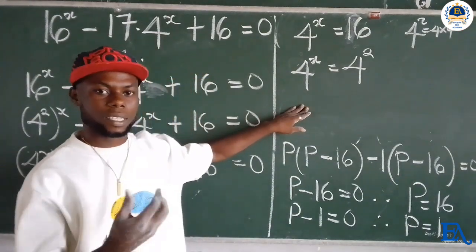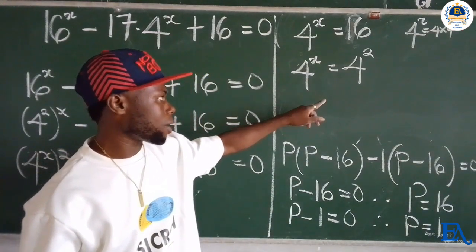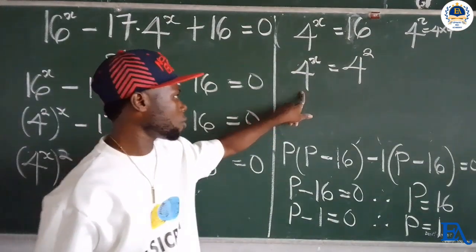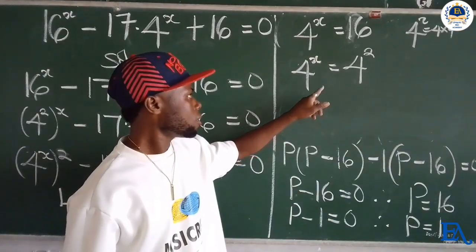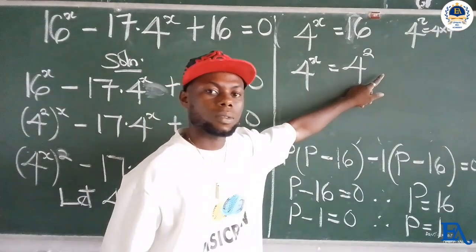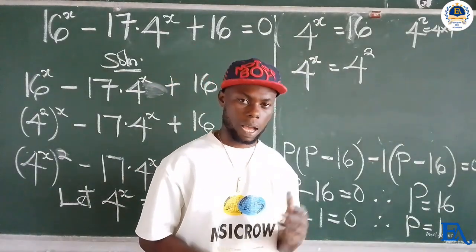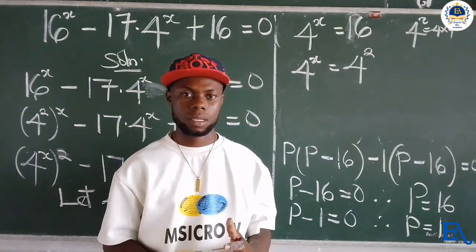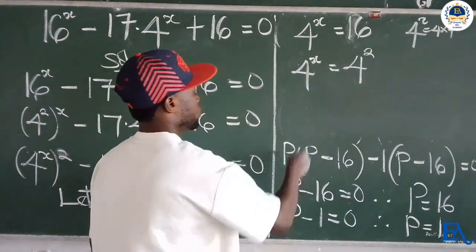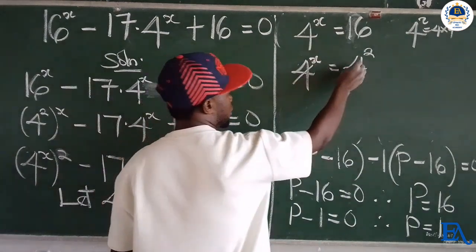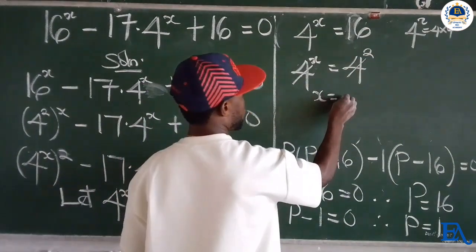So by comparison, we observe that on my right hand side and my left hand side, the bigger numbers are 4 and 4, while their powers respectively are x and 2. Since the bases are the same, that means their powers must be the same. So 4 cancels 4, and x is equal to 2.